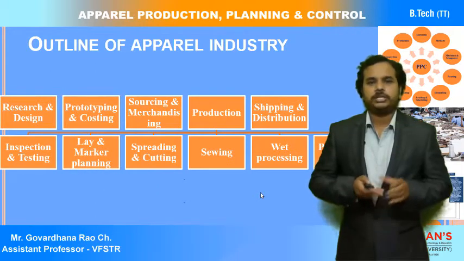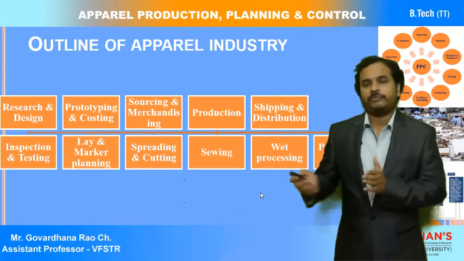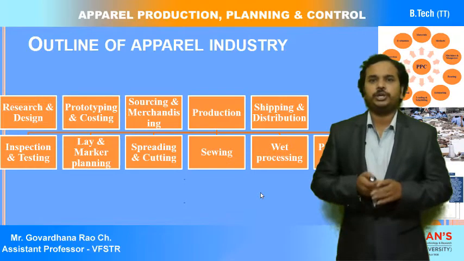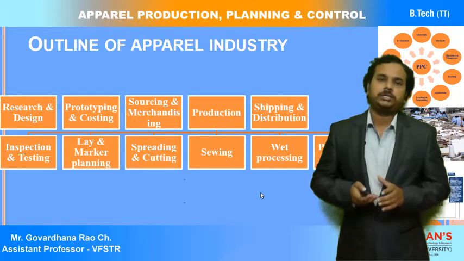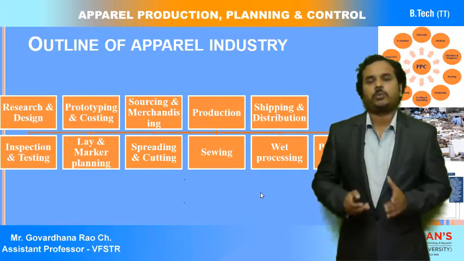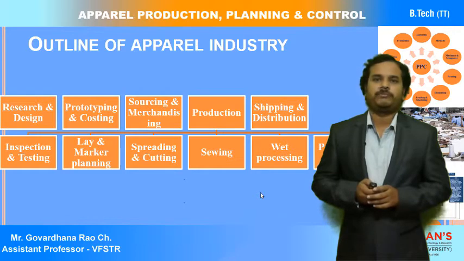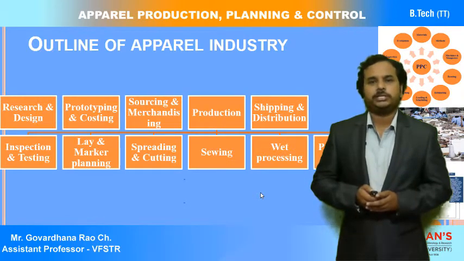So these are the complete line of departments. Individual departments have their own functions to produce the garment of a particular quality as per the requirement of the buyer. So this is the outline of the apparel industry.